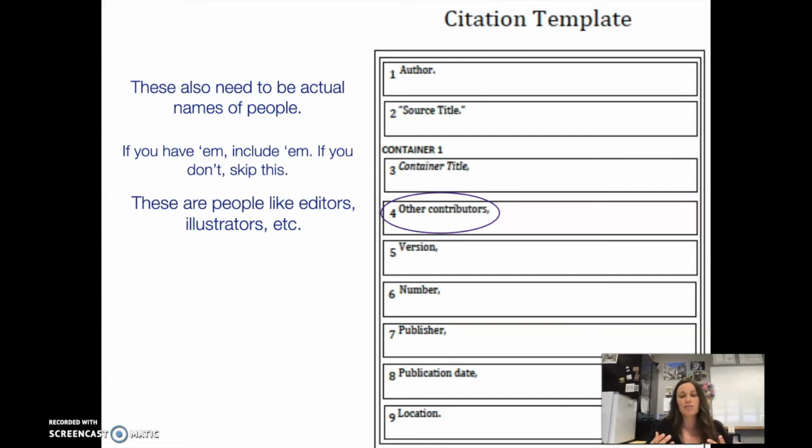Sometimes you'll have an illustrated book, and if that's the case, then you would put illustrated by. If you have another contributor, then you actually write out the words edited by and then put the person's name, or illustrated by and then put the person's name. You'll end this one with a comma as well.